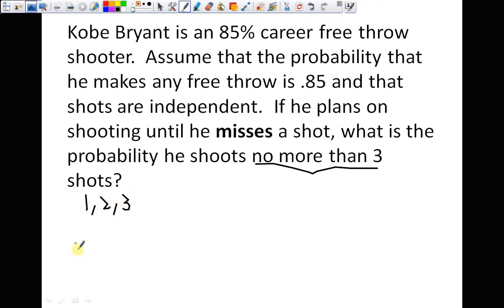So what's the probability he shoots exactly 1 shot to miss? As he misses on the first try. What's the probability he shoots 2 shots until he gets a miss? That would be a make, and then a miss. Or 3 shots would be 2 makes and then a miss.